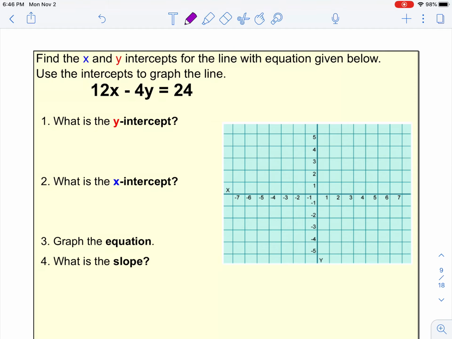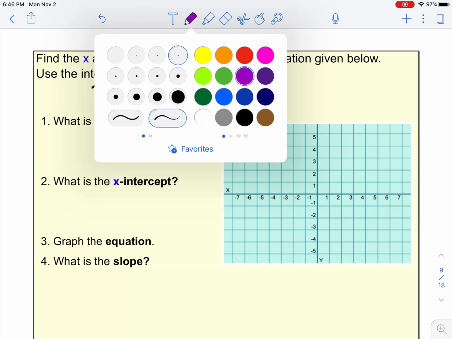Okay, your turn. I would like you to solve this problem. So pause the video, find the x and y intercept, graph the line, and also find the slope. Then restart the video to see if you have done it correctly.